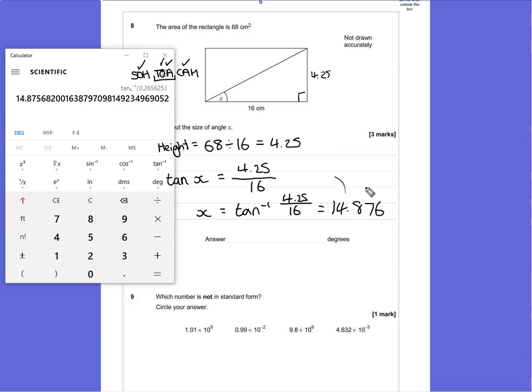When giving an answer, remember to try and give it to a reasonable level of accuracy. In this case, I would give 1 or 2 decimal places. So 14.88 would be a reasonable answer for the number of degrees in angle X.